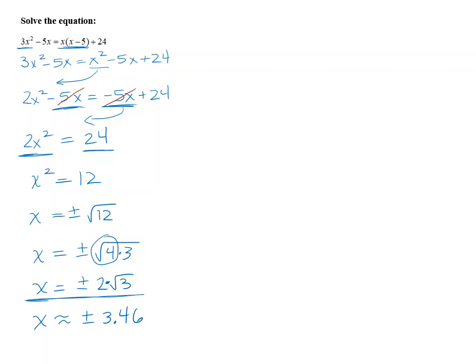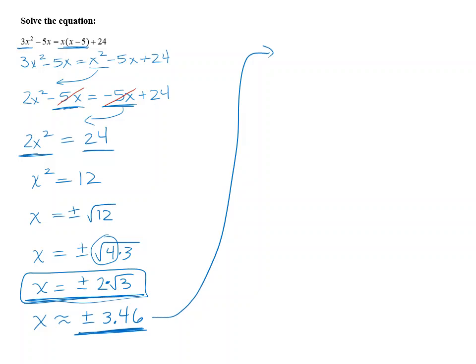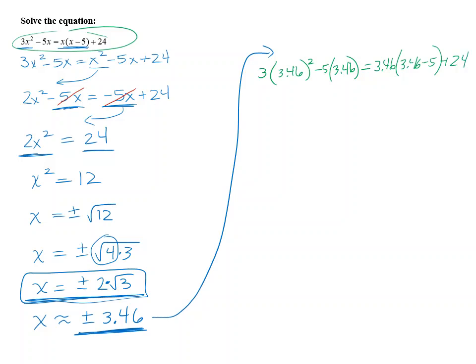If we wanted the exact values, it would be these two values, but we should check them. And remember, it is easier to check with the approximates. So let's go ahead and check with the approximate values. We have to go back to the original equation to check. 3 times 3.46 squared minus 5 times 3.46. Is that equal to 3.46 times 3.46 minus 5 plus 24? So since we're already approximating, use your calculator to go ahead and calculate each side out.